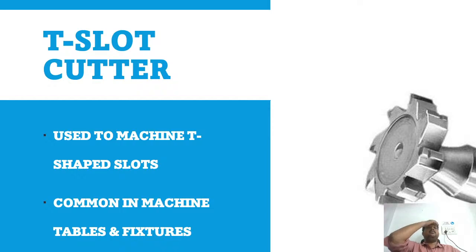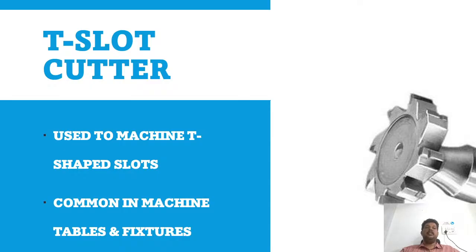Next, let's move to the next important tool, the T-slot cutter. This tool is used to create a very specific shape called the T-slot. You would have seen this in the machine tables, CNC tables, or the milling machine tables, most of the places where clamping is done, especially in the VMC machine. This is used for clamping components using bolts and nuts or the bolts and fixtures.